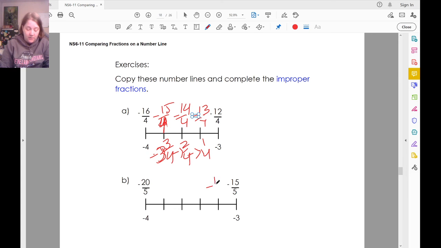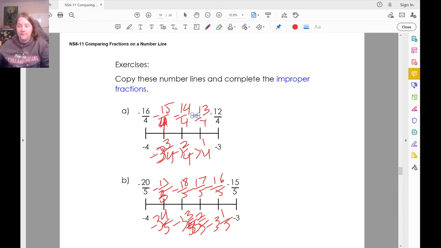-15 over 5, -16 over 5, -17 over 5, -18 over 5, -19 over 5. Down here, -3 and 1/5, -3 and 2/5, -3 and 3/5. Don't know why I'm having trouble with that. -3 and 4/5. My ever-repeating apologies that that's so messy.